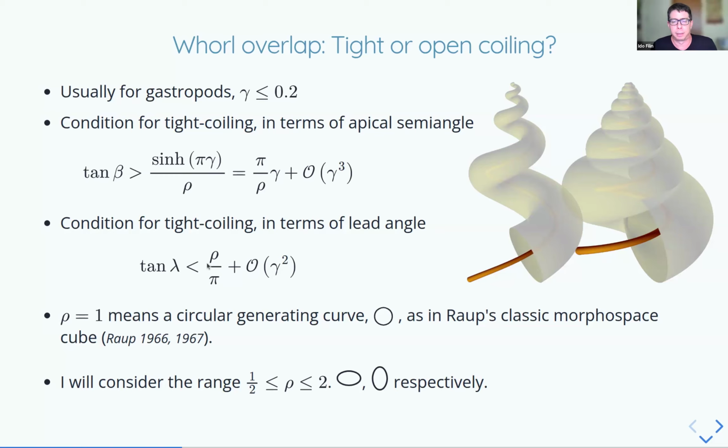So it actually gives a much simpler condition. It's just a constant. If you are below a constant, then you are tightly coiled. If you are above the constant, you are open coiled. And this is clearly visible in these images. For the tightly coiled, the slope is much shallower. For the open coiled, it's steeper. And of course, this condition varies with the shape of the generating curve, and I consider later a certain variation of shapes.